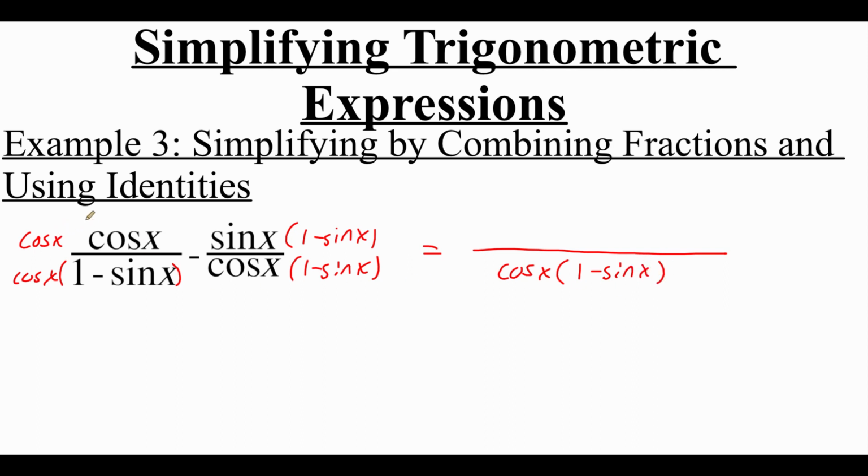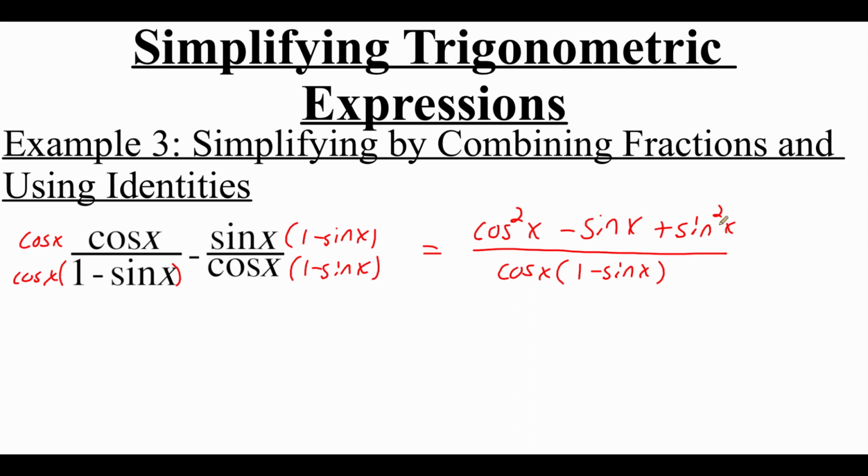Now on top, if I take cosine of x times cosine of x, I'm going to get cosine squared of x. Be careful when you're doing your distributive property in the second fraction, because this is actually a negative sine of x. So if I take negative sine of x times 1, I'm going to get minus sine of x. And if I take negative sine of x times another negative sine of x, that's going to turn into positive sine squared of x.